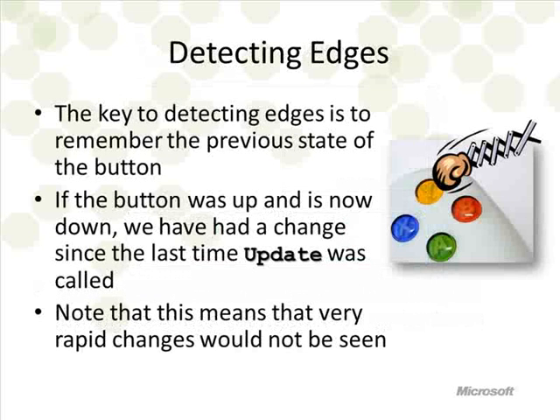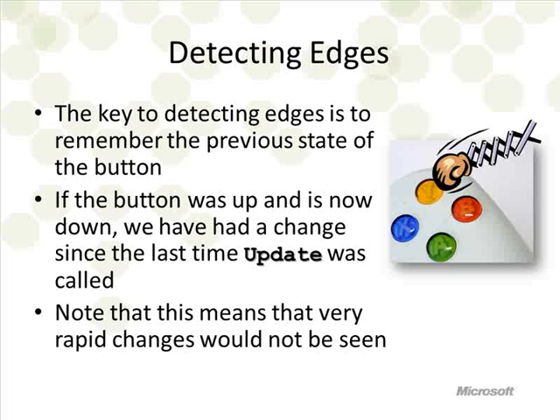Okay, the key to detecting edges in programming terms, and this is how it works, is to remember the previous state of the button. If the button was up and now it's down, we've had a change since last time update was called, and that's a proper button press.